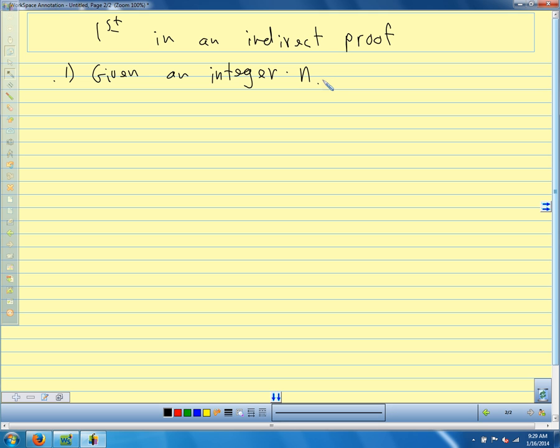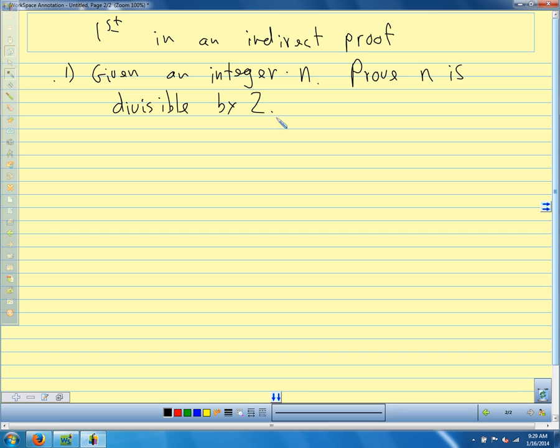No fractions. Okay, that part's right. It's a non-fractional number, either negative or positive. So anything that's not a fraction. So 1, 2, 3, 4, 5, 6, negative 1, negative 2, negative 3, negative 4, negative 5, negative 6, etc. So we're given this number. We want to prove n is divisible by 2. So we're not going to go through the proof for these first two examples.